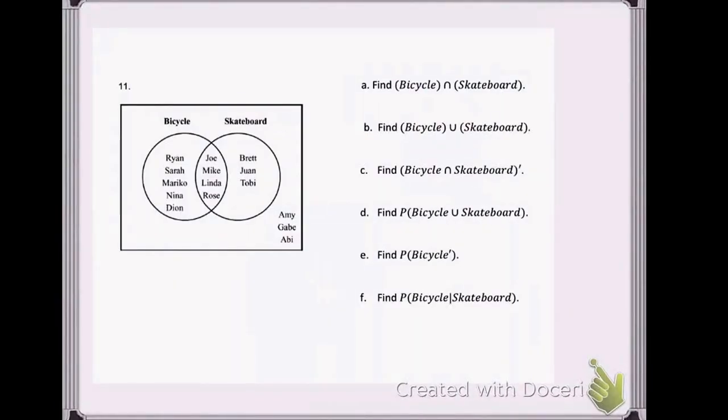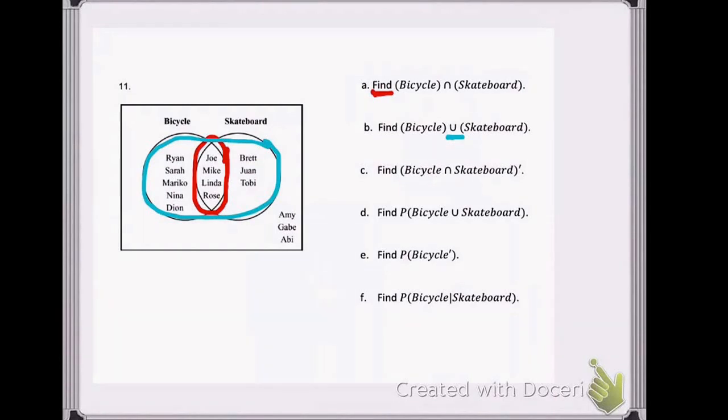On these, find bicycle, intersect, skateboard. Now notice it doesn't say P for probability. So the people that are in the intersection would be Joe, Mike, Linda, and Rose. The next part wants me to find bicycle, union, skateboard. So that would be everybody in both circles. So Ryan, Sarah, Marquigo, Nina, Dion, Joe, Mike, Linda, Rose, Brett, Juan, and Toby.